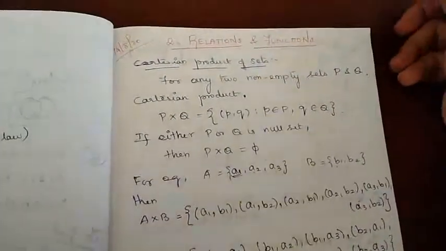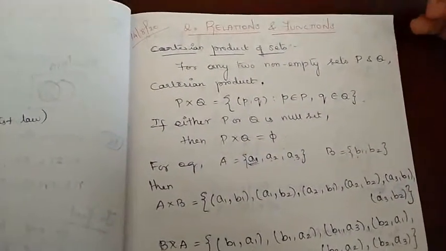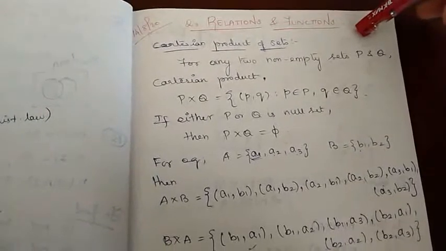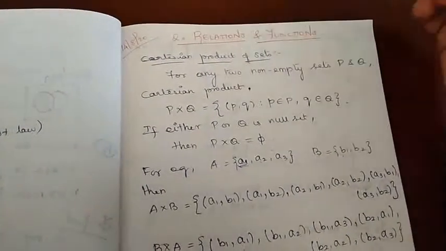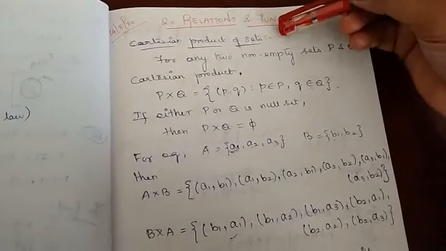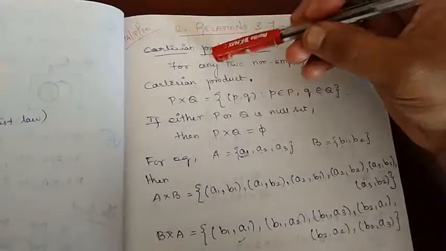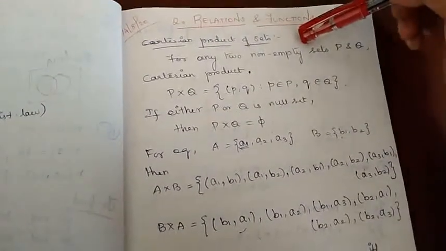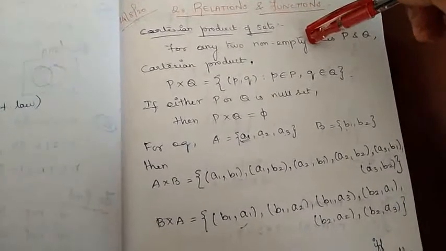Hello students, in today's class let us revise the second chapter, relations and functions. So what is meant by a relation? Before getting into relation, we have learnt what is meant by the Cartesian product of sets. When we have two sets, how to find a Cartesian product.